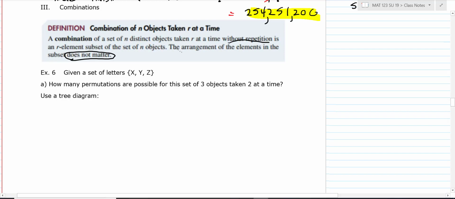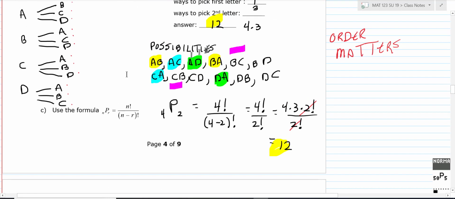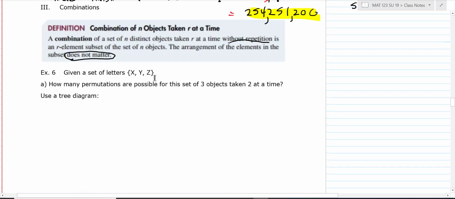So in other words, if you were to look at the previous example here, we would consider AB and BA to be the same thing. We'd consider AC and CA to be the same thing if it were a combination. So you might want to write down a note of that. You would say something like AB is considered in a combination to be the same as BA. And as we learn these problems, we'll come up with some examples of things that are combinations.